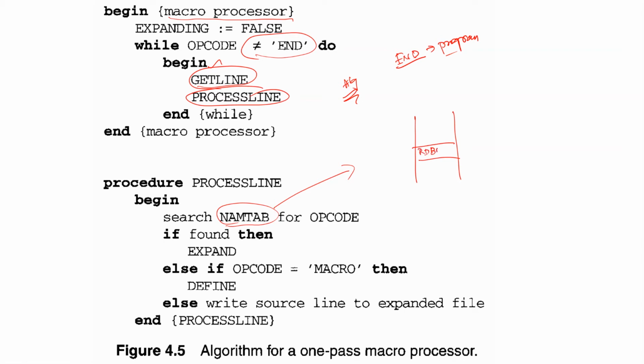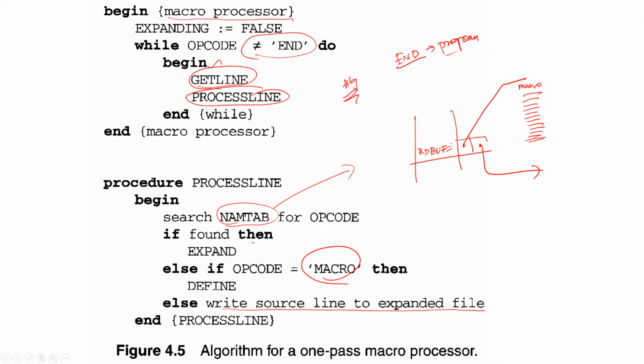Suppose it is read buffer. You are going to check whether read buffer is present in the name table. If found, then yes, you have found read buffer. So I can put it this way: I have read buffer, and then I will have 2 things. The first one points to the start, the second one points to the end. If this is a macro, yes, it is a macro, then you can write the source line to the expanded file. That means I can write the contents inside the defined record, the entire thing up to the MEND.